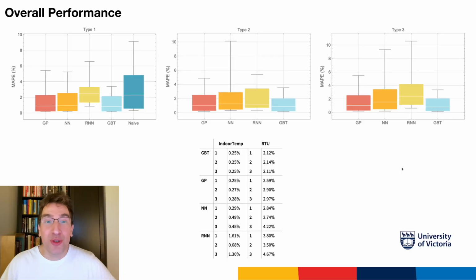Now we come to a summary of the overall performance. You can see there at type 1 on the left, the naive, which is just a 6-hour moving average, is really struggling to make accurate predictions. But the Gaussian process and gradient boosted trees is doing quite a good job. When you add more supplementary data, the neural net struggles a bit more, whereas the RNN does better. But again, the gradient boosted tree continues to do very well.